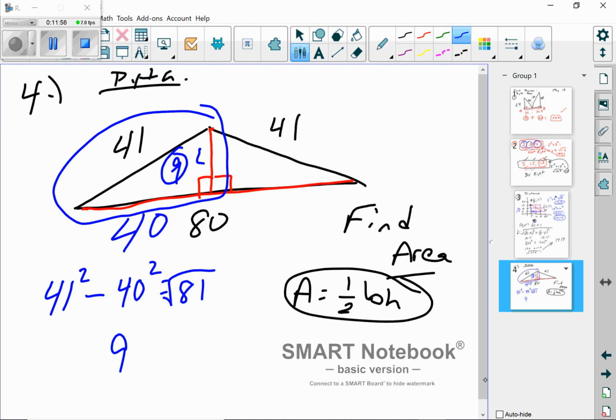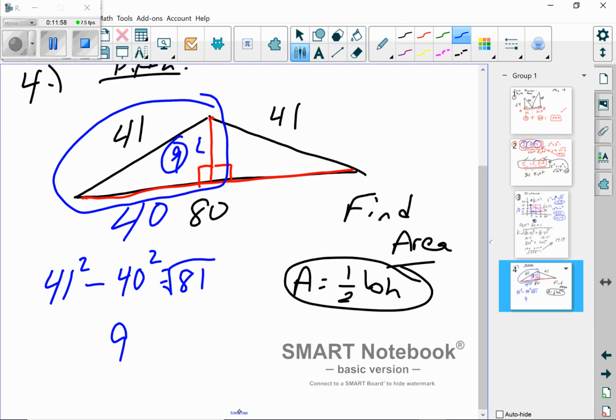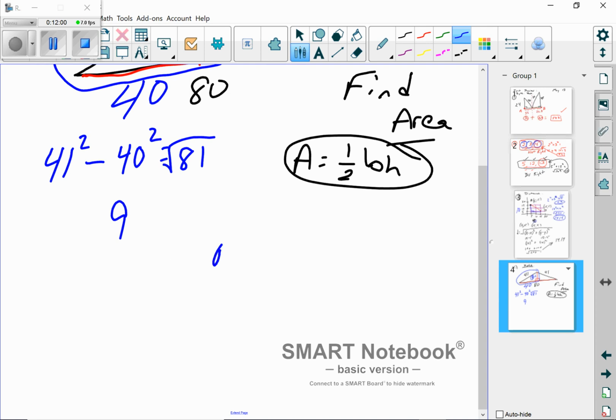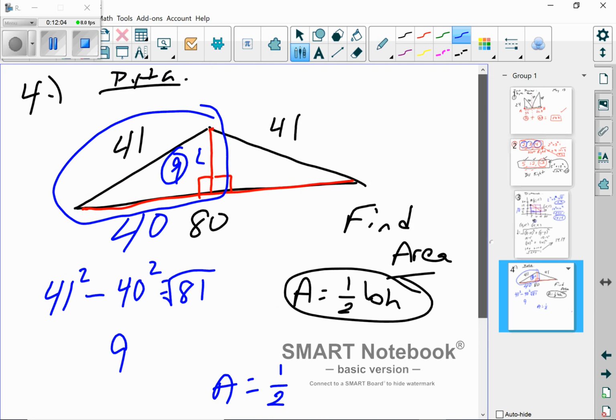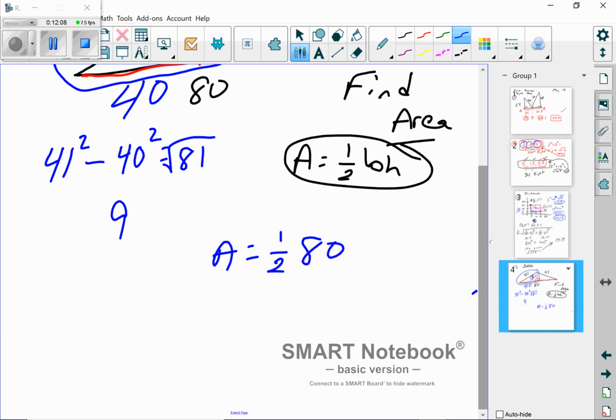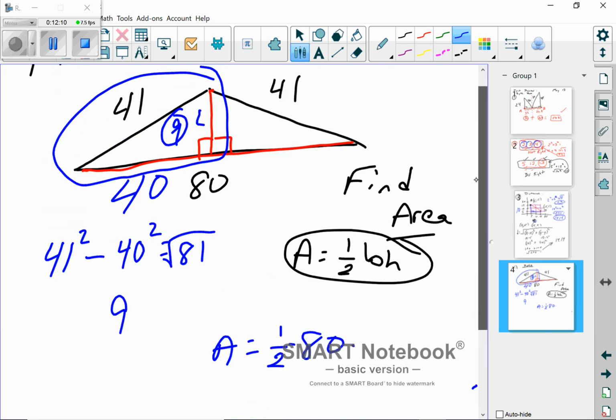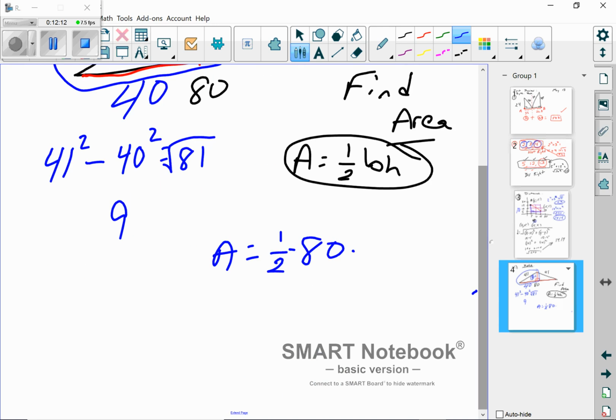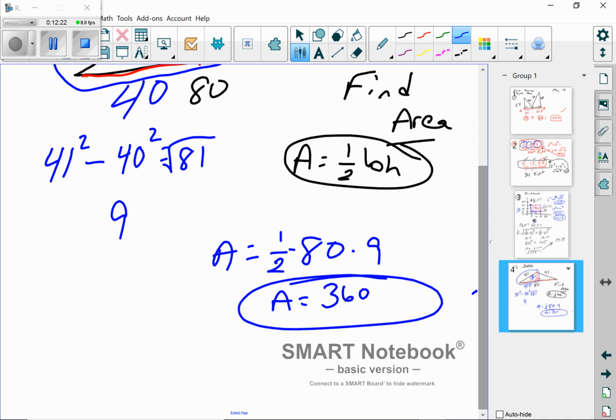Okay? So you can use that now in my area formula. So I need the area of 1/2 times, we said the whole base of this triangle was 80. That red line was 80. 1/2 times 80 times the little height, which we just found, was 9. Times 9. So I key that in the calculator. I believe that's coming up to 40 times 9, which is 360. Area is 360, okay? You're going to have one like that on the test for sure.